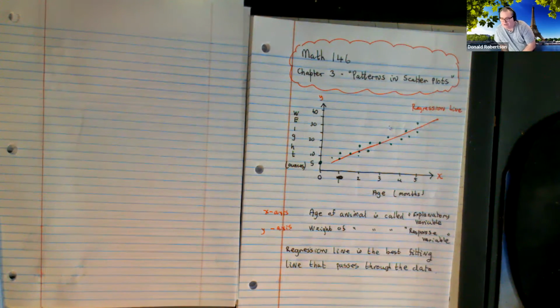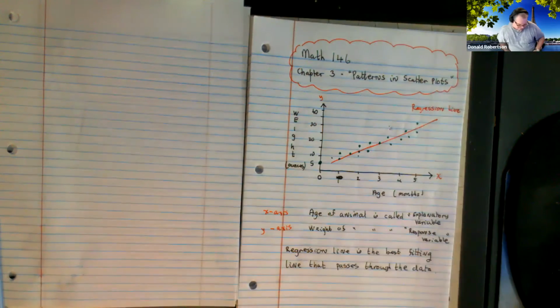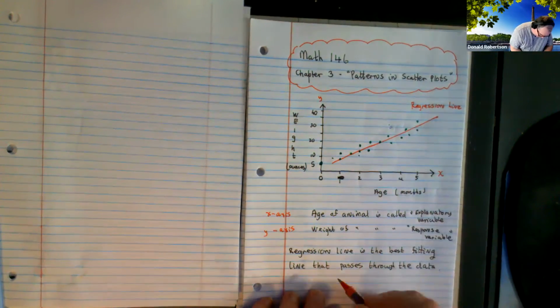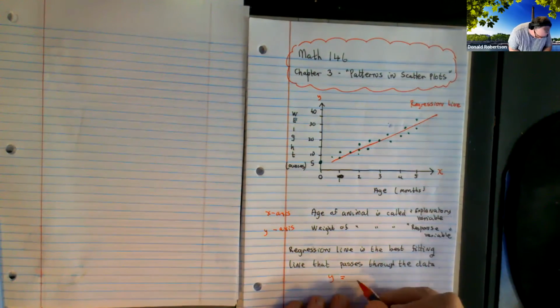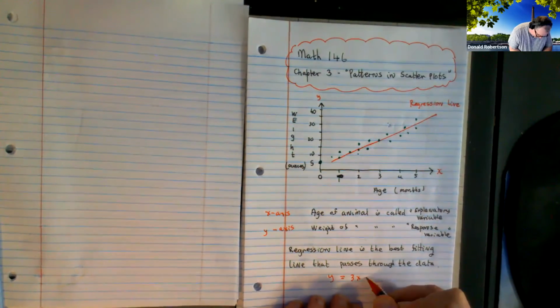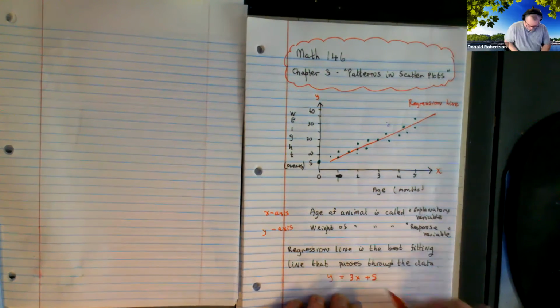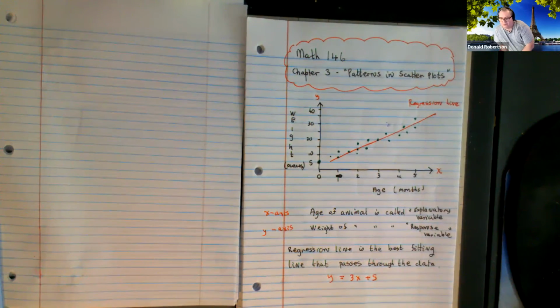And it can be calculated, but not by hand. That's too cumbersome. You get the computer to do it. And when the computer gives you the equation of this line, it will look something like this. Y equals, just like a usual line, 3x plus 5. And you know from your algebra classes, isn't that the general equation of every line, right? Y equals so many x plus or minus a number, right?